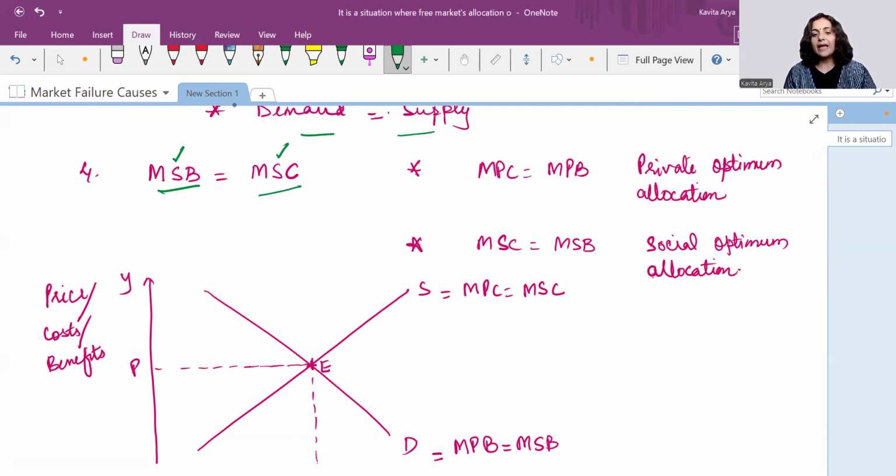We have a term MPC should be equal to MPB. It is marginal private cost should be equal to marginal private benefit. What is the private cost? Means the cost of production which a consumer has to bear. Right. So what does he bear?